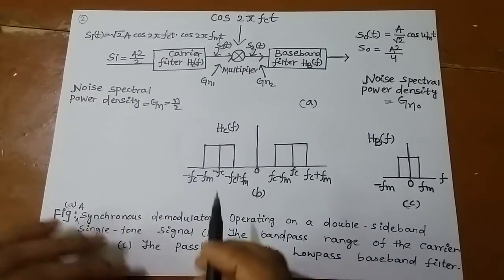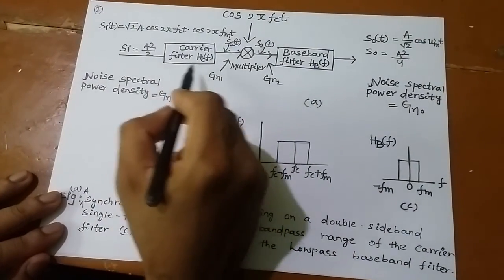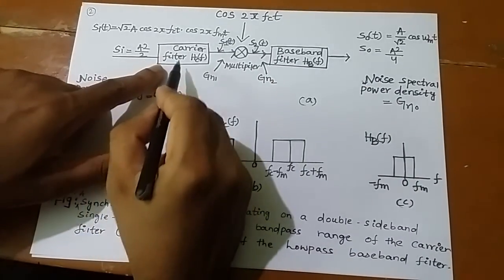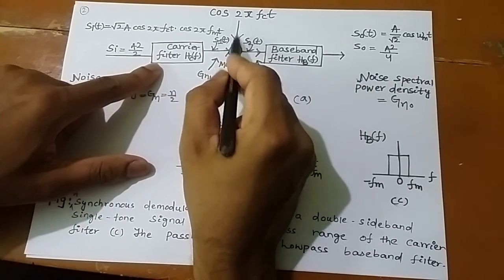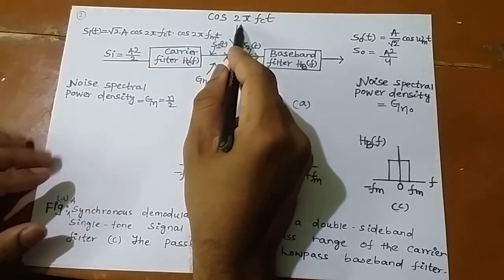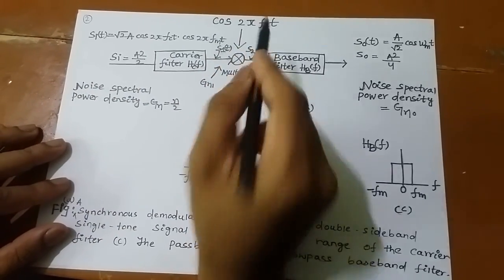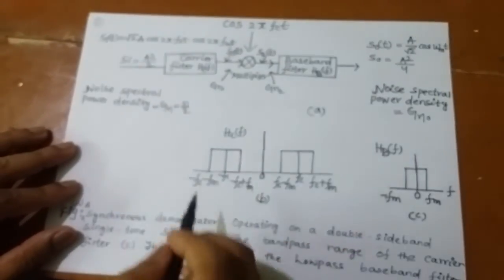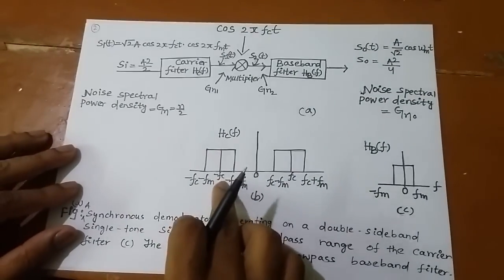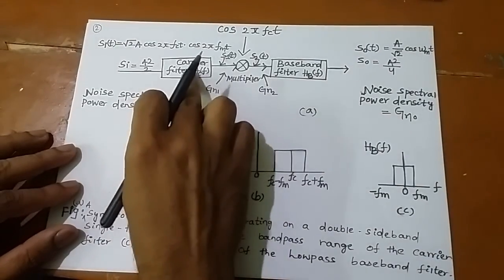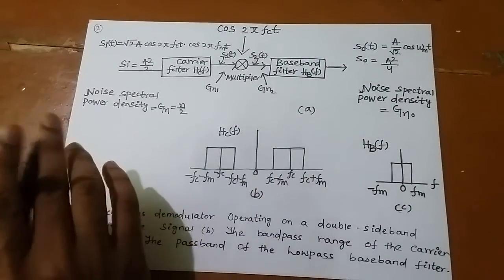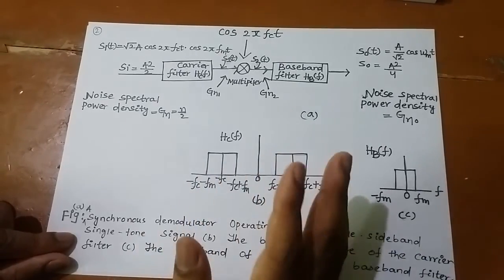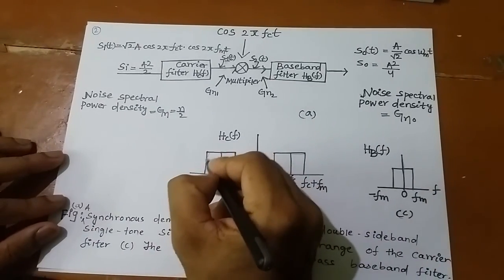You can see the same diagram. Here we have a carrier filter, then we have a multiplier with a synchronous frequency cos 2 pi fct. This is the same baseband filter, only the change occurs in the frequency response of the carrier filter. In the previous SSB, single sideband suppressed carrier, we have only the upper sideband, that means only we have this portion.